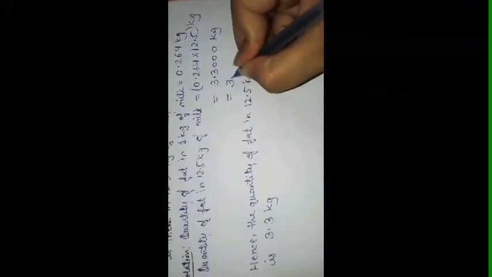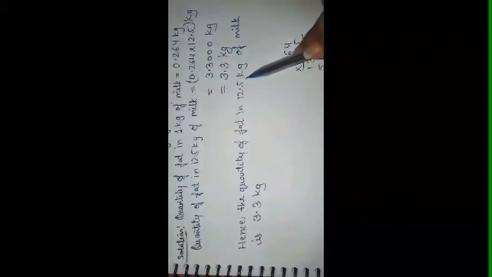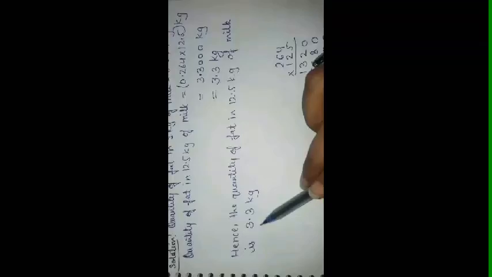Next, in the next step, we place the decimal point in the product in such a way that the number of digits after the decimal point is 4. So start from the right. 1, 2, 3, 4. So I place the decimal point here. Next, the answer is 3.3 kg. Hence, the quantity of fat in 12.5 kg of milk is 3.3 kg.